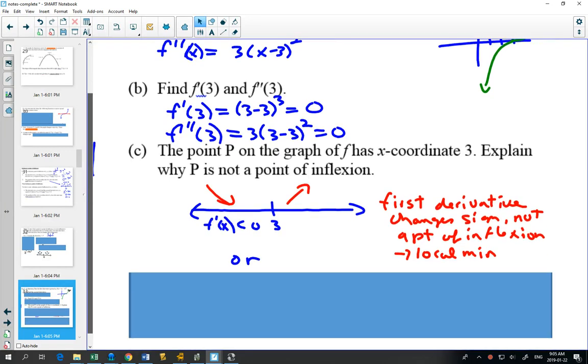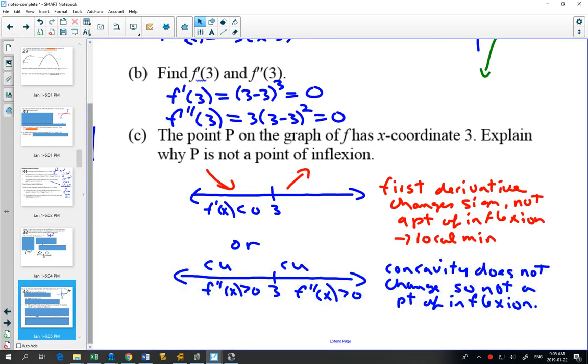Another way that you could explain that it's not a point of inflection is you could use the second derivative. If you plug in values into your second derivative, they're both positive. And so it'll be concave up in both sections. And any time your graph does not change concavity, it's not a point of inflection.